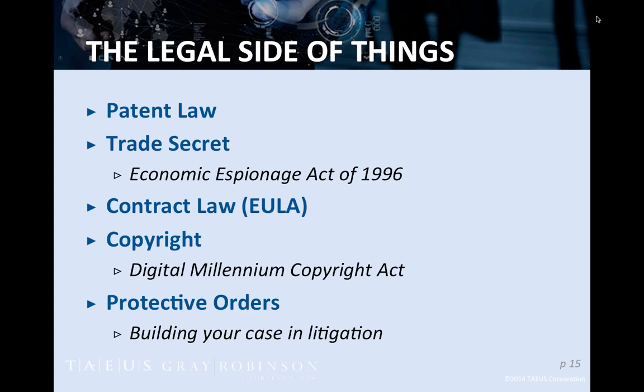From a high-level view, the main IP issues that come into play when you're dealing with reverse engineering of software are patent law, copyright law, and trade secret law. And there is also contract law, which we'll talk about in a moment, but it's important to keep these different bodies of law separate and understand their objectives and what they're designed to protect.